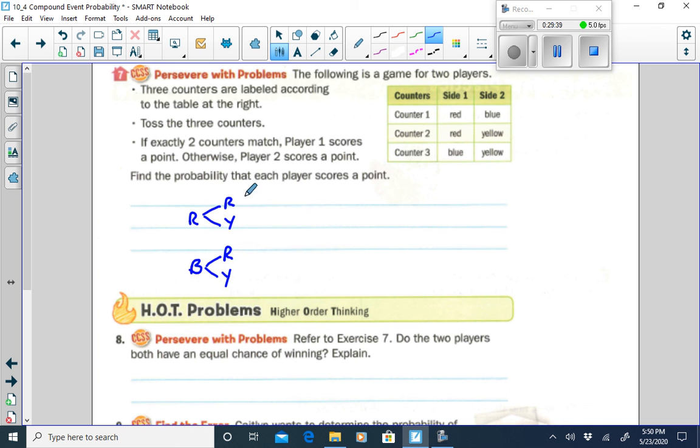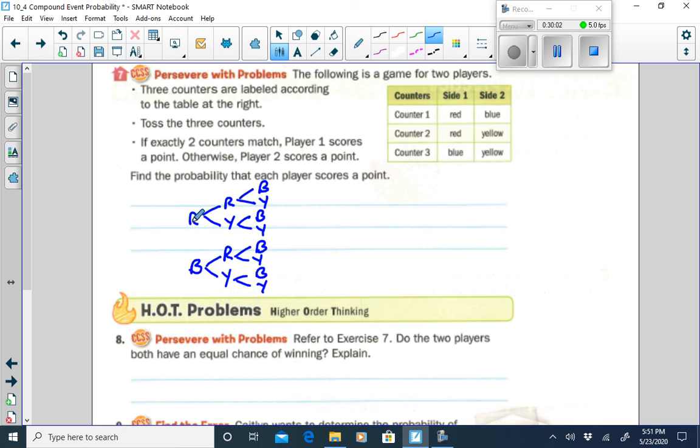Counter 3 can be blue or yellow, right? So that's going to be blue with yellow here, and here, and here, and here, right? And we're just getting that information from our table here.